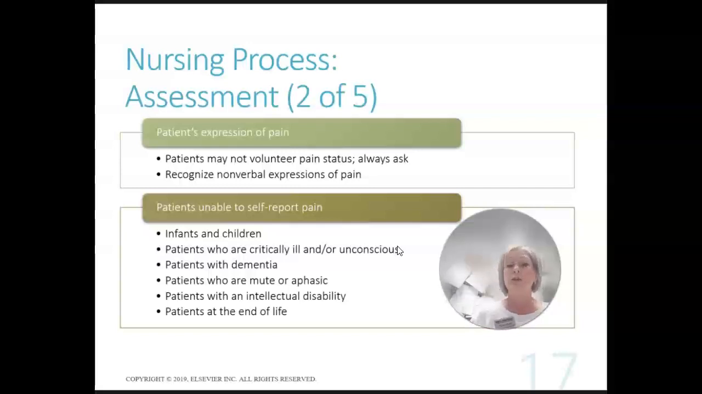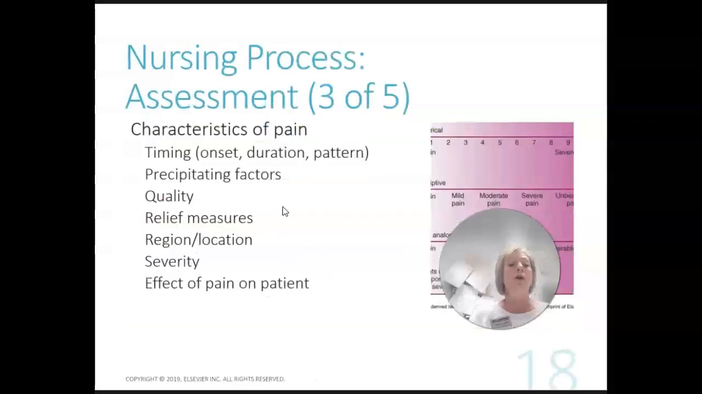Recognize those nonverbal cues and those expressions, like we talked about: the clenching of the fist, the facial grimacing, moaning, guarding of a certain area. And then patients that are unable to self-report pain, which we've talked about already: our infants, our children, our dementia patients, maybe our patients that are aphasic, that have had a stroke and are not able to talk, our critically ill or unconscious patients. So we're going to look at the characteristics of pain. So this is where the PQRST comes into effect.